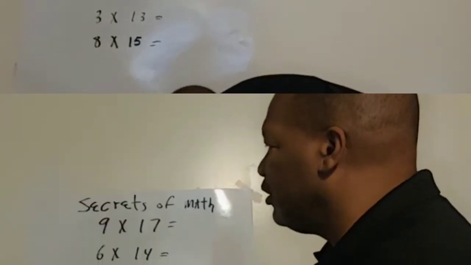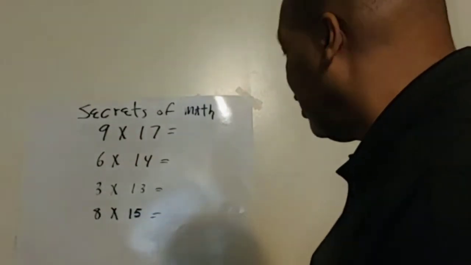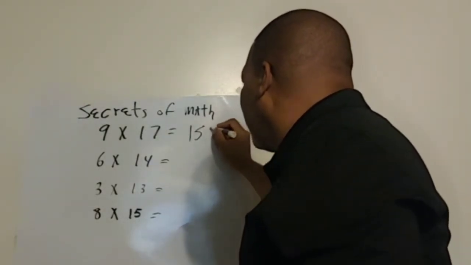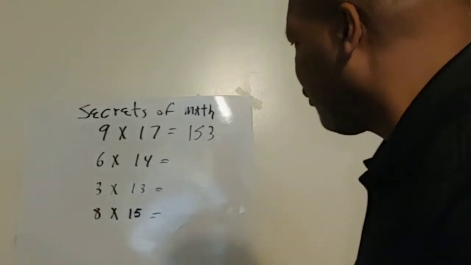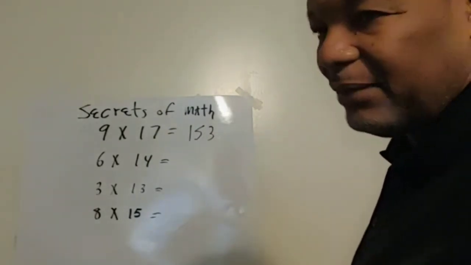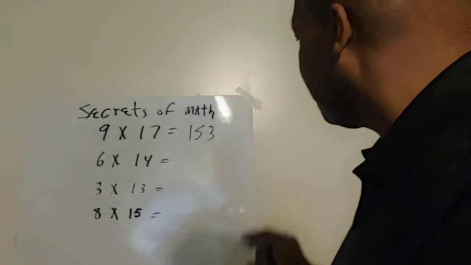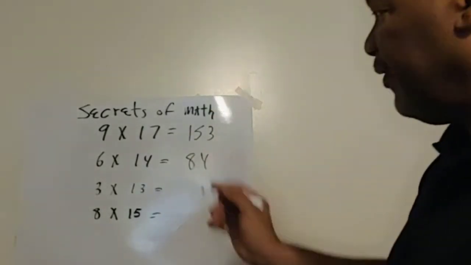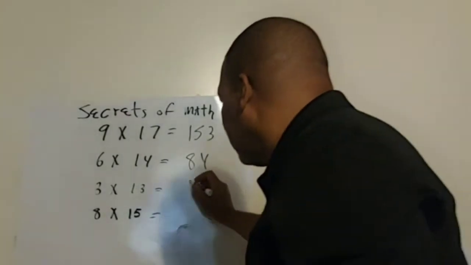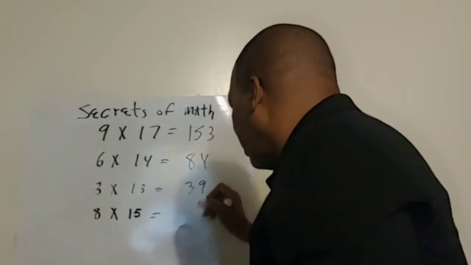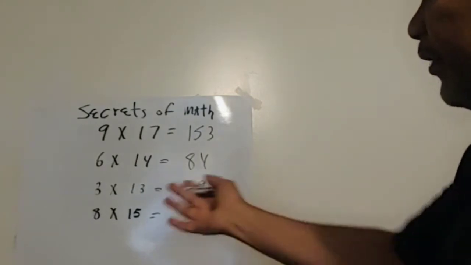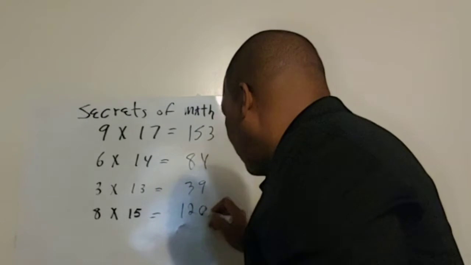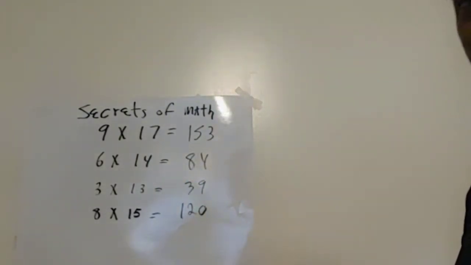The answer to 9 times 17 is 153. Okay. The answer to 6 times 14 is 84. 3 times 13 is 39. And 8 times 15 is 120. Okay. Is that what you got?